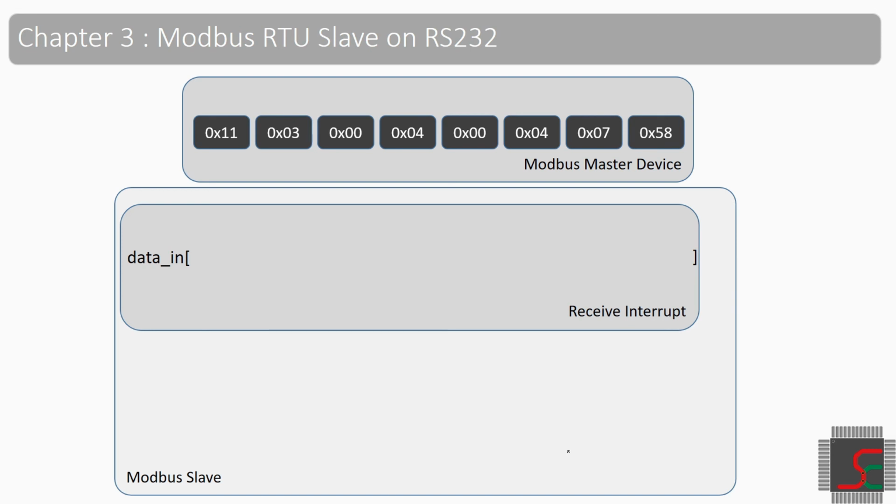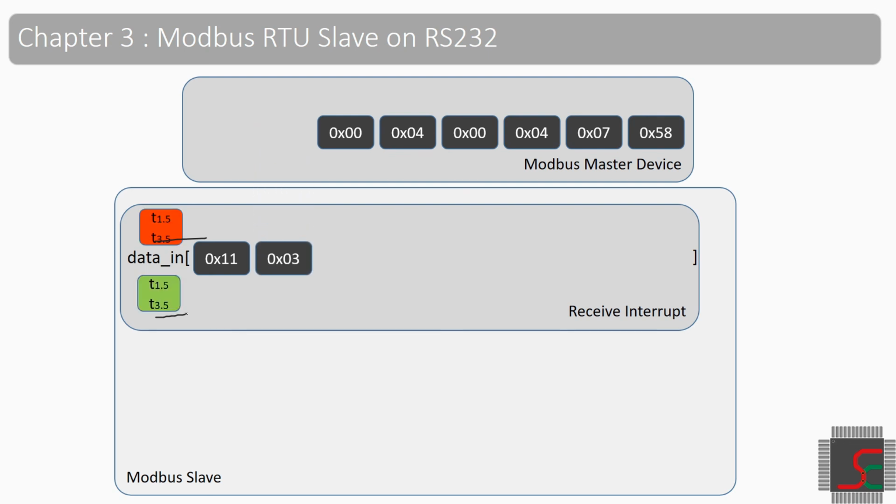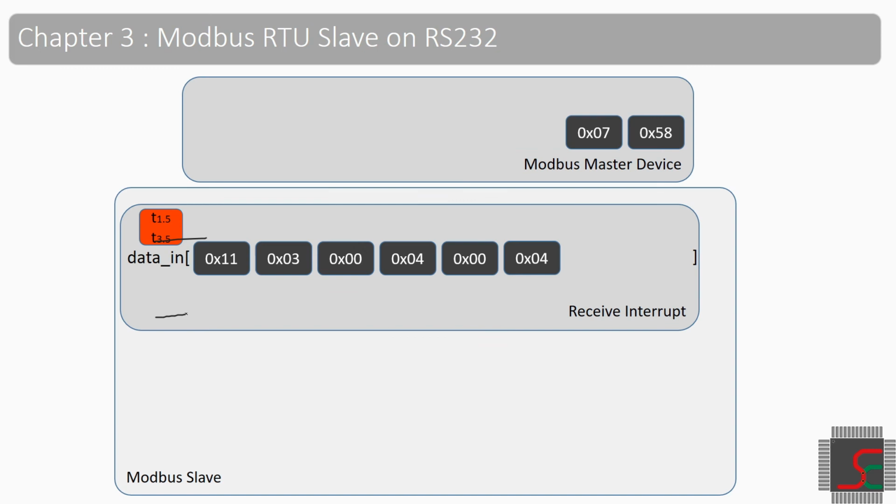As the Modbus master transmits data, the first byte is received by the slave device. Once a character is received on the USART2 port, the program enters the receive interrupt, as shown in the previous slide also. We will disable all timers. This is shown by the red box. We will store the received data in an array, and after that enable the timers again. We will do this till all bytes are received. We will assume that all bytes are received on time, that is before the T1.5 timer expires.